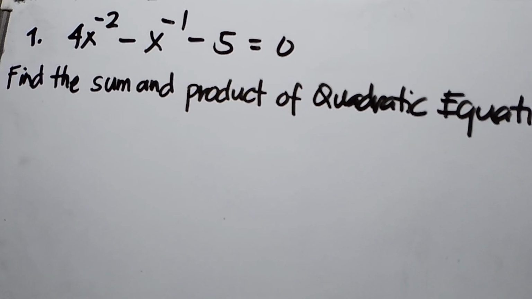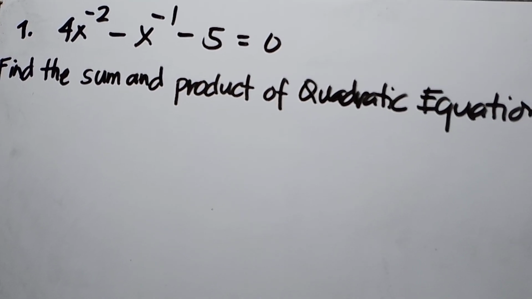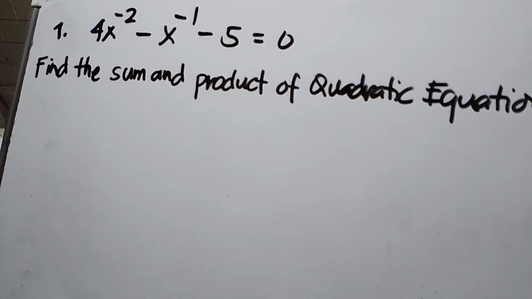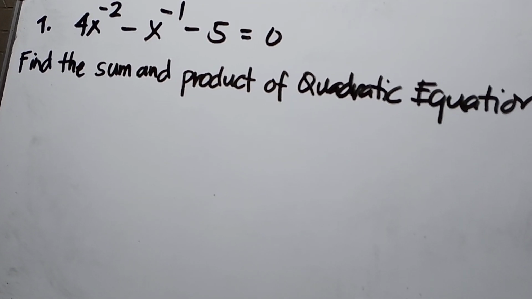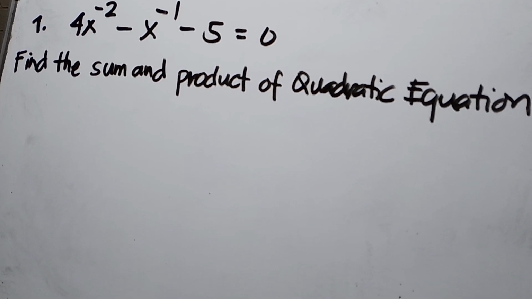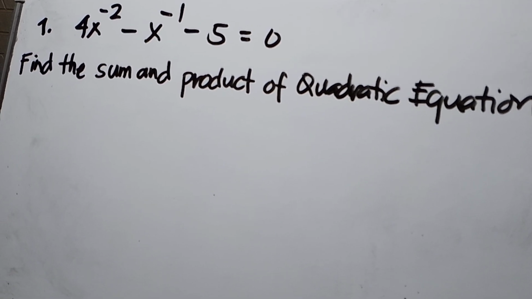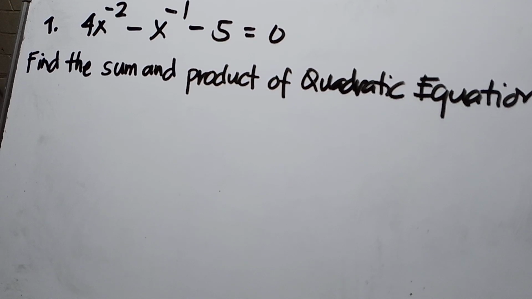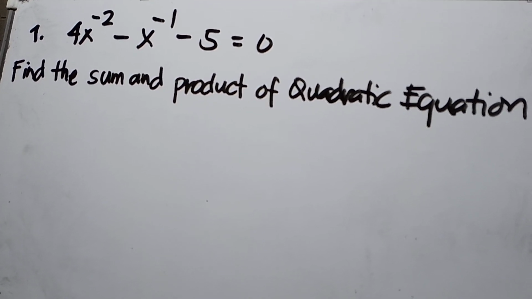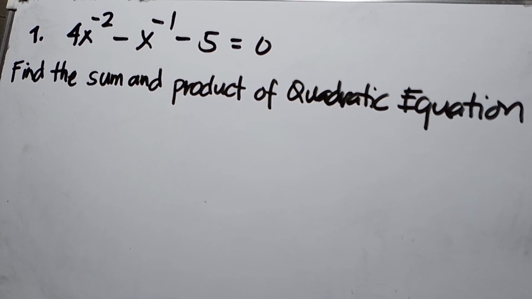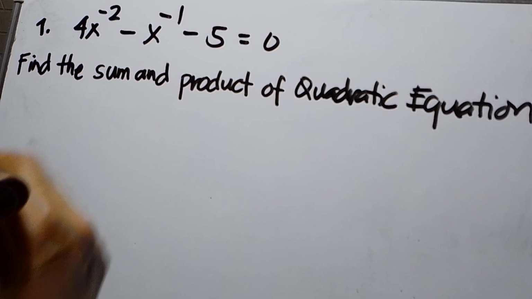This is my part 2 of quadratic equation. Find the sum and the product of quadratic equation. Number 1: 4x raised to negative 2 minus x raised to negative 1 minus 5 is equal to 0. So in this quadratic equation, I have negative exponents.